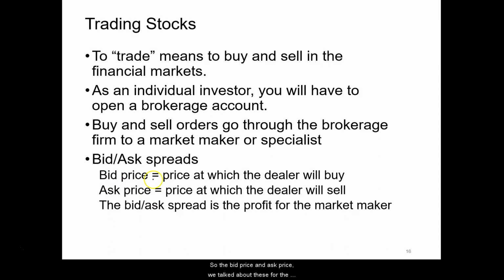So the bid price and ask price, we talk about these for the bond prices. Similarly, for stocks, bid price is the price at which the dealer will buy, and ask price is the price that the dealer asks, or say the price at which the dealer will sell. So if you want to buy, you actually will pay the ask price, and if you want to sell, you will sell at the bid price. The difference between the bid and ask prices is what we call the bid-ask spread, and that is the profit for the market maker.